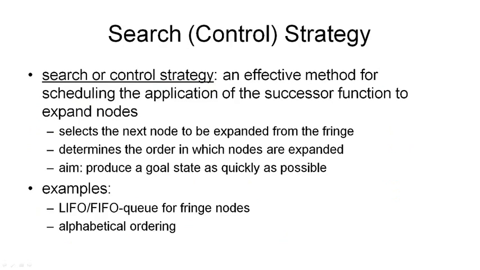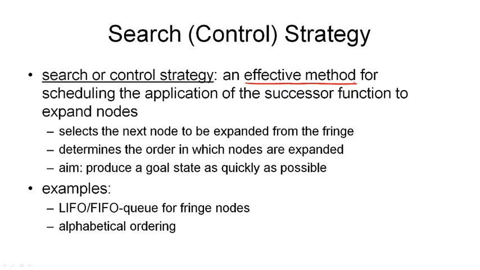The search control strategy is an effective method for scheduling the application of the successor function. We have seen this in the algorithm. The strategy tells us which node from the fringe we will select next to apply the successor function to, and generates its successors. Now, the first thing to note here is that it's got to be an effective method. So what we mean by that here is that the strategy must not take up too much time to decide which node from the fringe to expand next. Ideally, it would take constant time.